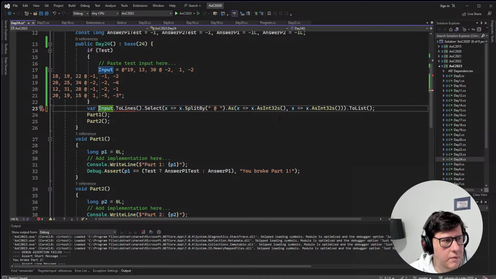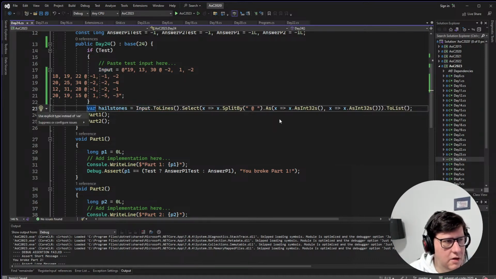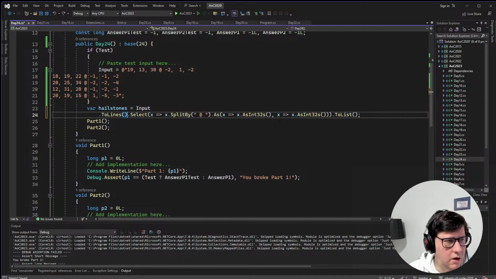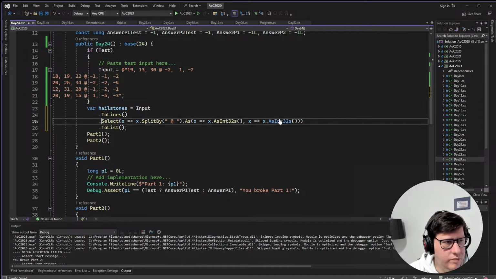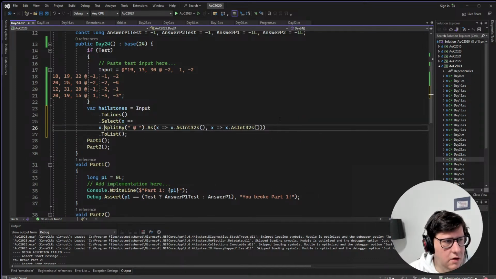Var hailstones is this. Cool, so list of int. Now what we need to do is actually convert them to our location 3D thing. So let me see.